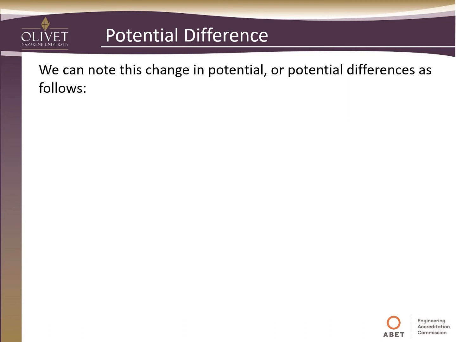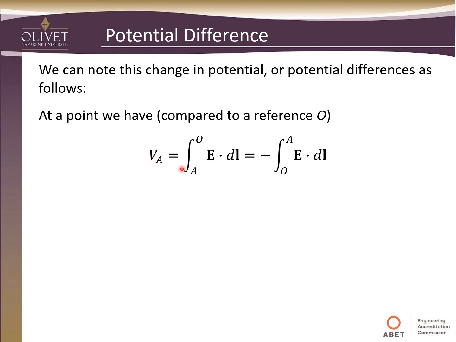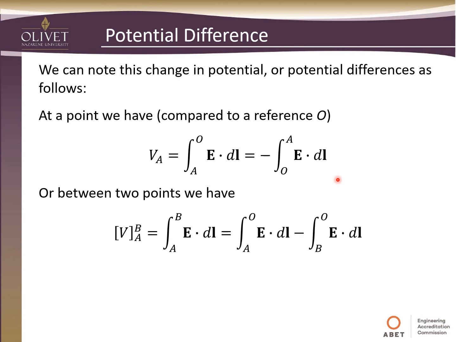We can note this change in potential, or potential differences, as the following. At a point A, compared to some reference O, this voltage at A would be equal to the line integral from A to our reference point 0. So this is the voltage in relation to 0. It's E dot dl. Or if we flip the limits of integration, we flip the sign of the integral. If we have two arbitrary points, A and B, and we still have our reference point 0, then we could find out what the potential difference is between A and B. Of course, we could take the line integral between them, but if we don't have enough information to do that, we could still use our reference point. So we could say the integral from A to 0 minus the integral from B to 0. So we have the potential difference going from A to 0 and then from 0 to B. That would still give us the total difference between the two points.